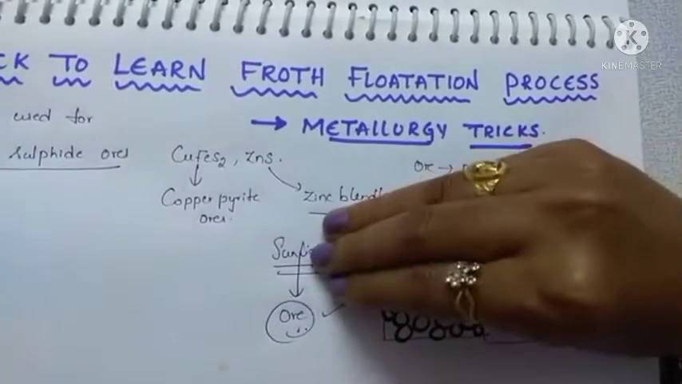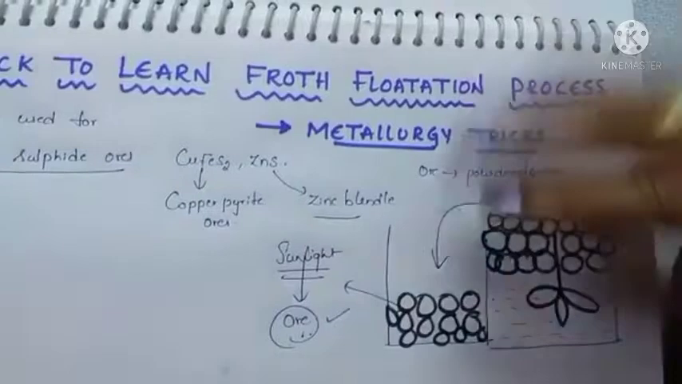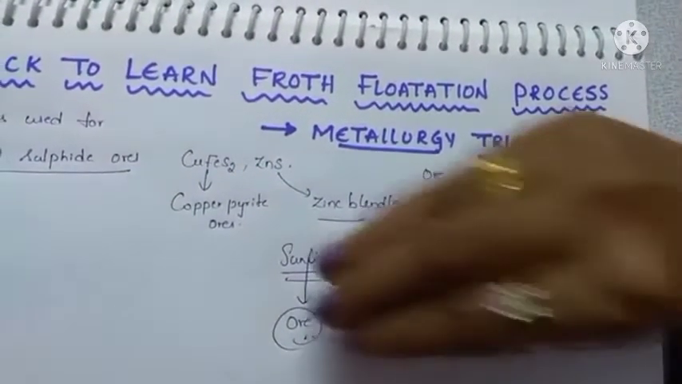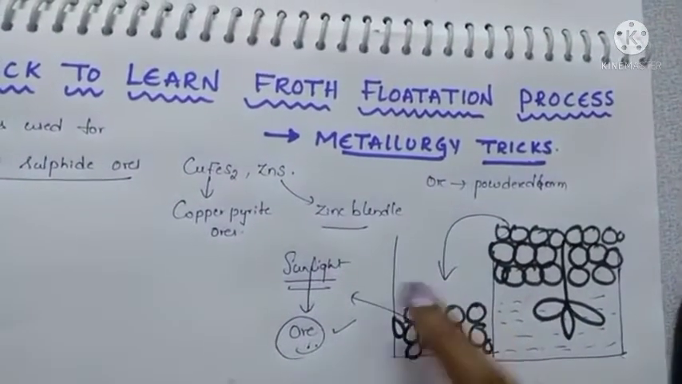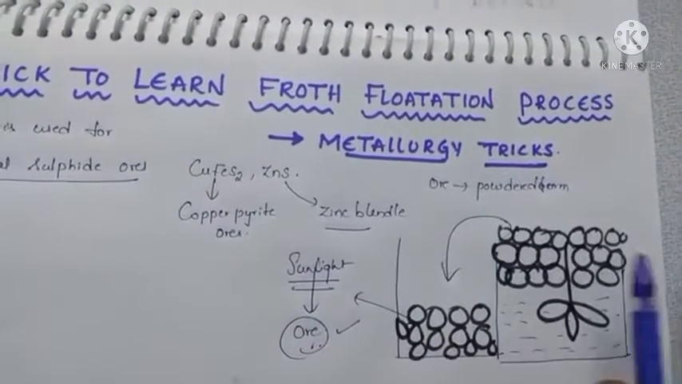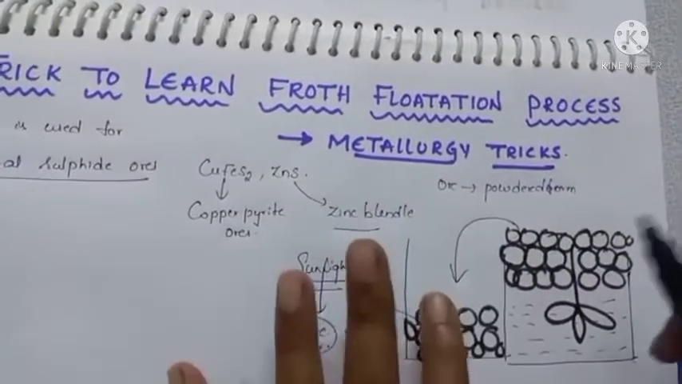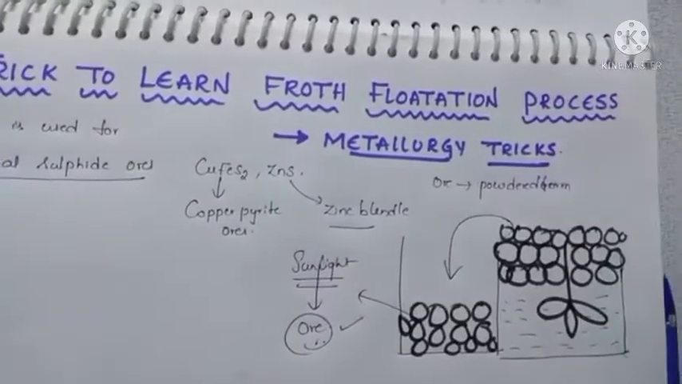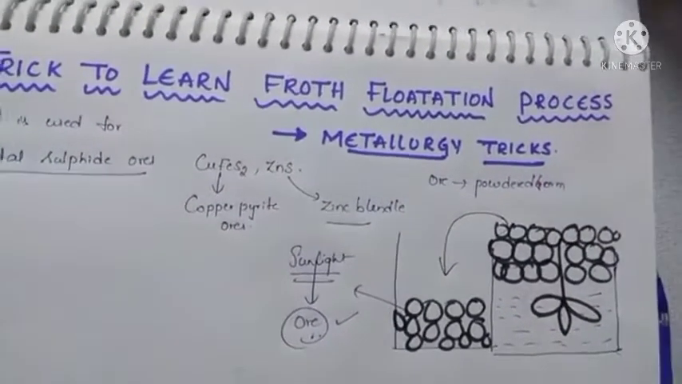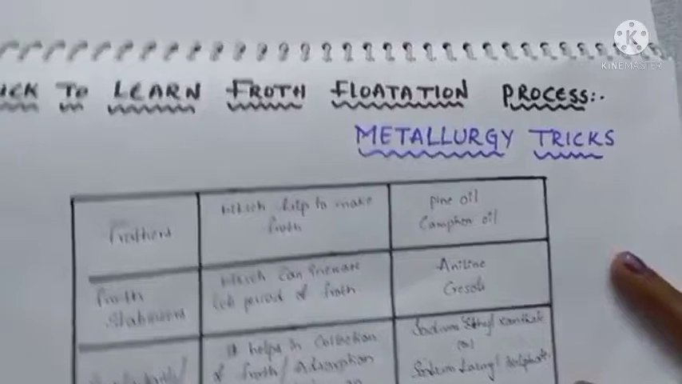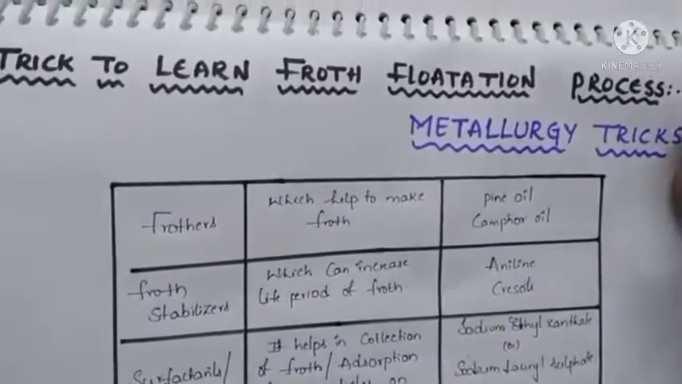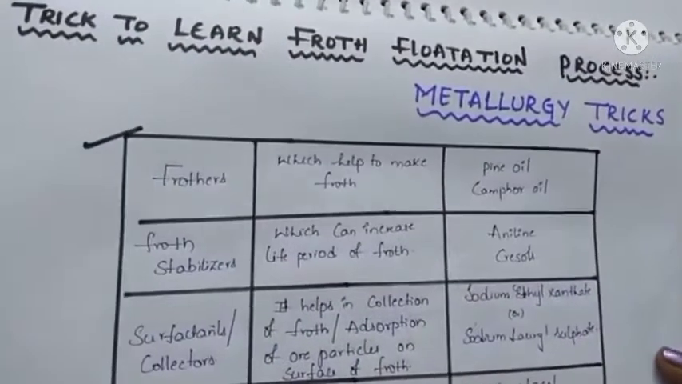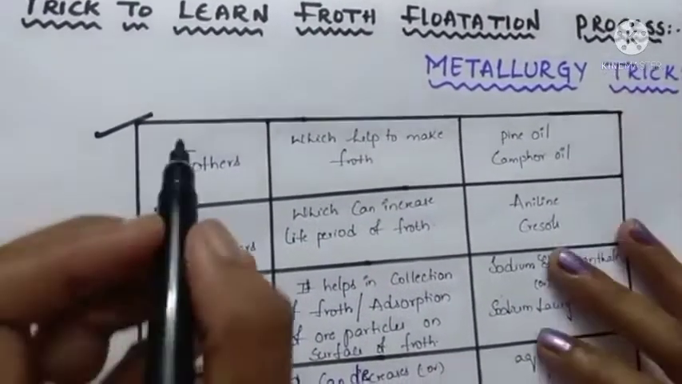After that we keep it under sunlight, then all the impurities will be removed and we get the ore. This means the foam will be dried off. Under sunlight the foam will be dried off and we get the ore. But I want to say that this process won't take place on its own, and we have to do some steps for that. Here, I am going to discuss in an easy way. Let us see the tricky way to learn the froth flotation process.